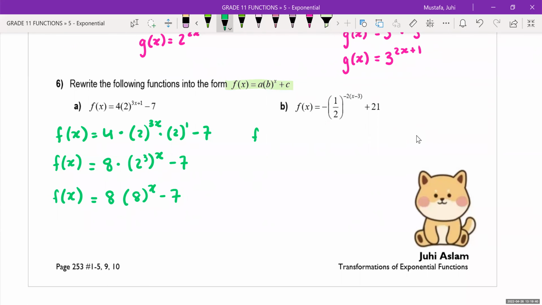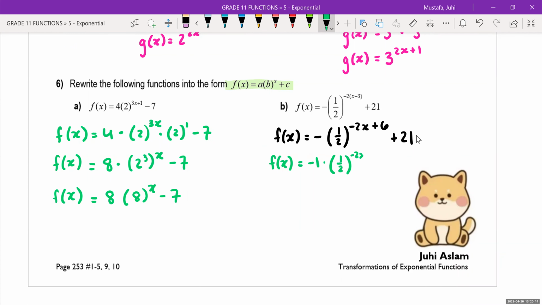So for this, I'm going to have f of x is equal to, I have a -1 times, before I do any of this, I'm going to rewrite it so that I distribute the exponent. So it's actually going to be f of x is equal to -1 times 1/2 to the power of -2x plus 6, plus 21. Okay, now we can get started. So f of x is equal to -1 times, this is going to be 1/2 to the power of -2x times 1/2 to the power of 6, plus 21.